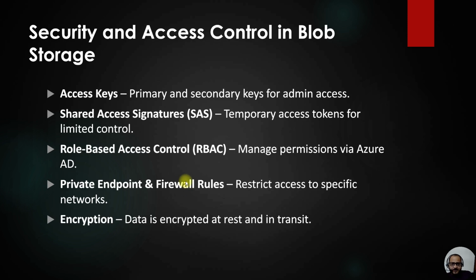Now it comes to security and access controls in blob storage. The very first option is the access key, which is the default one. Two keys are generated as soon as you create your storage account, key 1 and key 2. Second option is shared access signature. I have already discussed the security features of an Azure storage account in a separate video. I will reference the link in the description. Then we have role-based access control, private endpoint and firewall rule, and encryption. So these are the security options we get as part of blob storage services.